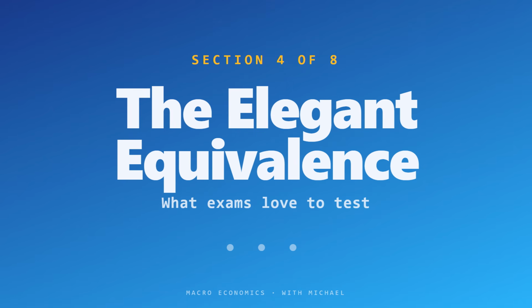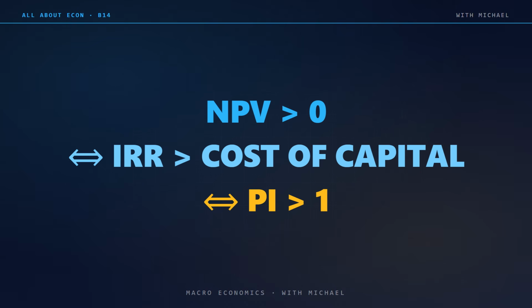Section 4. The elegant equivalence. Here is the insight that exam questions love to test, because it ties the first three tools into one. For a normal project, these three statements are always equivalent. They rise and fall together. NPV greater than zero is the same as IRR greater than the cost of capital is the same as the profitability index greater than 1. All three say the identical thing: the project is worthwhile.